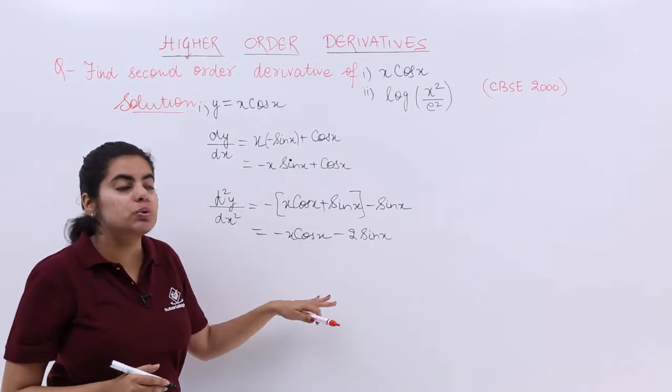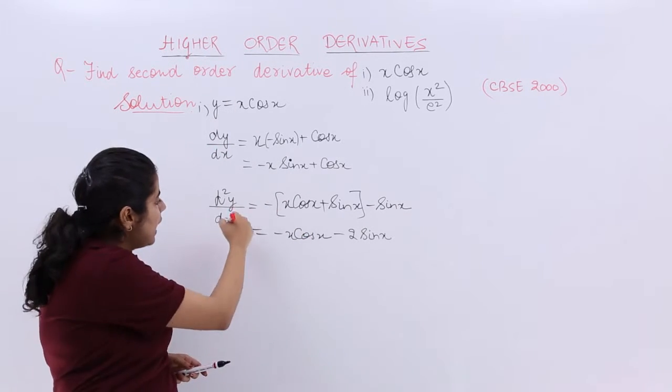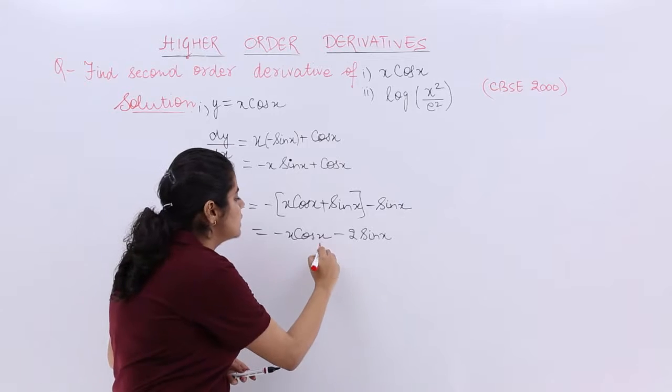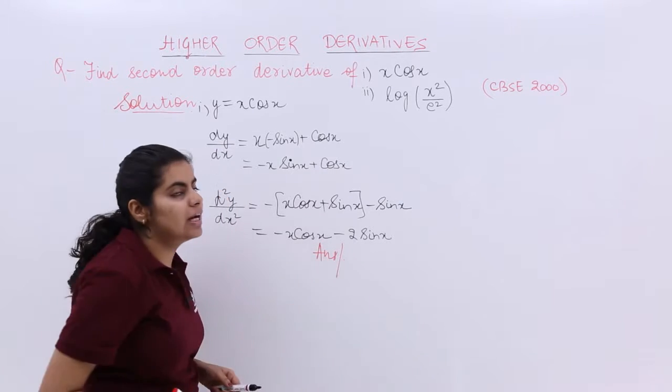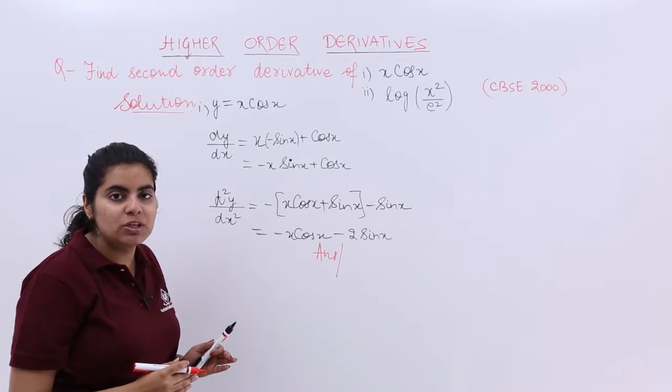Now don't get confused. This is the final answer because we were asked about the second order derivative, and d2y by dx square is the second order derivative. So this is the answer of the first part. Let's move to the second part. I hope you understood the first one.